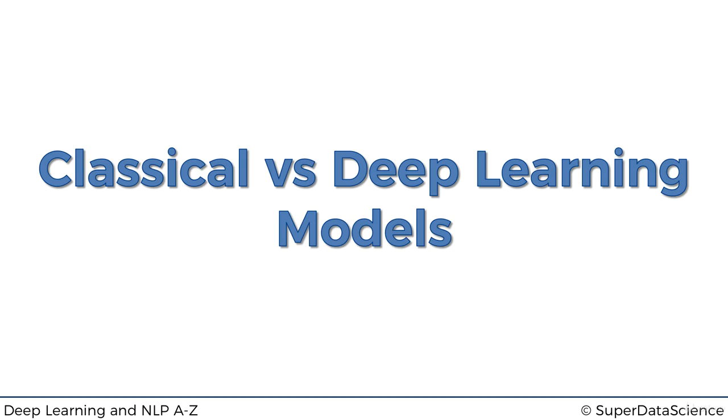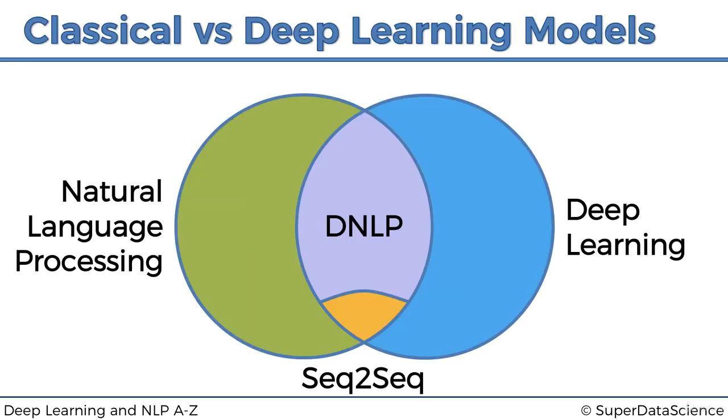Hello and welcome back to the course on deep natural language processing, and today we're talking about classical versus deep learning models. So let's have a look. As we discussed, we've got this diagram, and on the left we've got the natural language processing models overall, and on the right we have the deep learning models overall. So their overlap is the deep natural language processing.